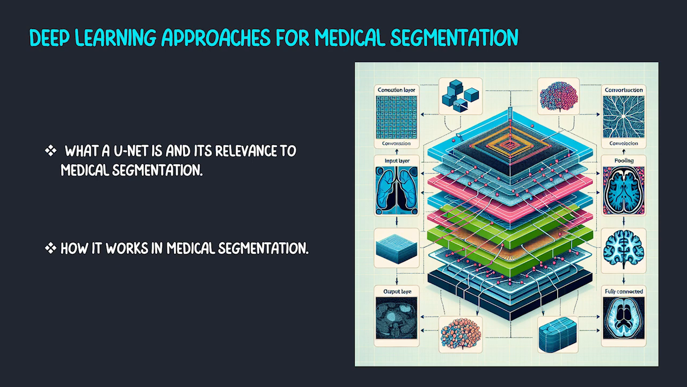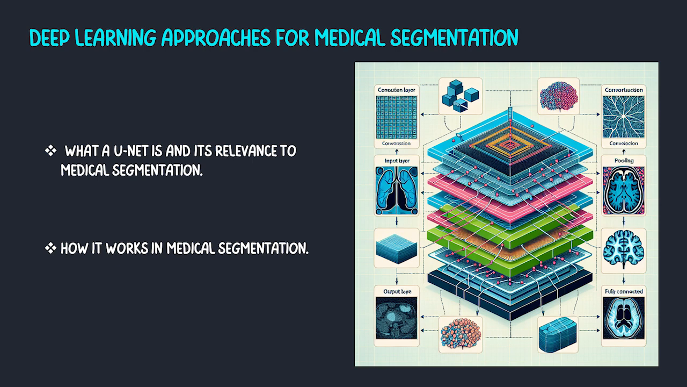What a UNet is and its relevance to medical segmentation. UNet is a type of convolutional neural network that was specifically developed for biomedical image segmentation. It was first introduced by Ronneberger et al. in their 2015 paper titled, "U-Net: Convolutional Networks for Biomedical Image Segmentation." The UNet architecture is characterized by its U-shaped structure. It consists of two parts, the contracting path and the expansive path.